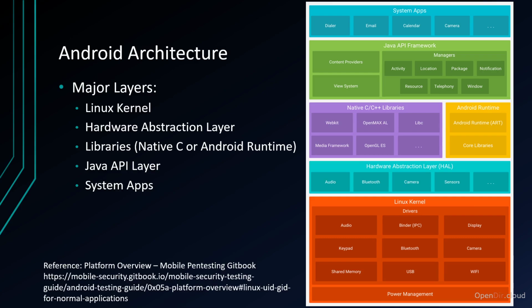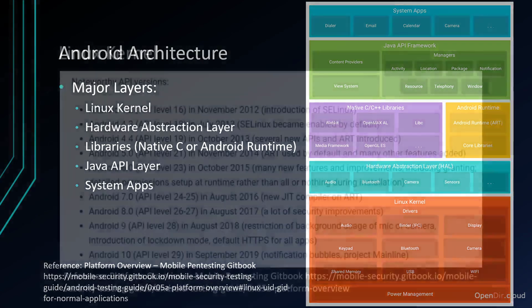And this is where we're going to get into the real depths of all the different aspects of Android. We're going to do this based on this diagram here that I took from the Mobile Pen Testing Kit book. We're going to start from the bottom with the Linux kernel, move up to the hardware abstraction layer, go into the libraries there, which come in two different varieties, native C or the Android runtime. Then we'll go to the Java API framework, and finally finish up with the system apps.